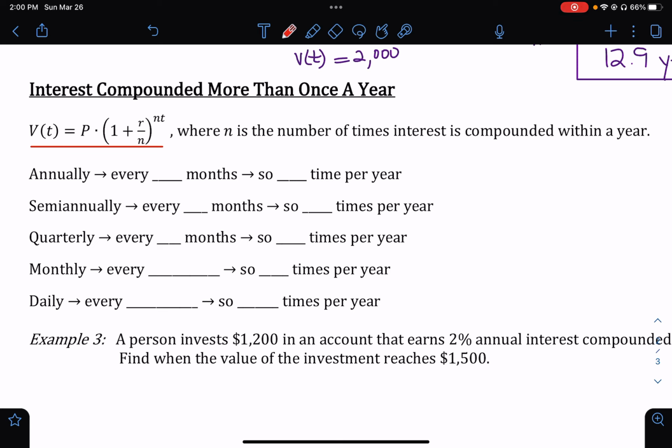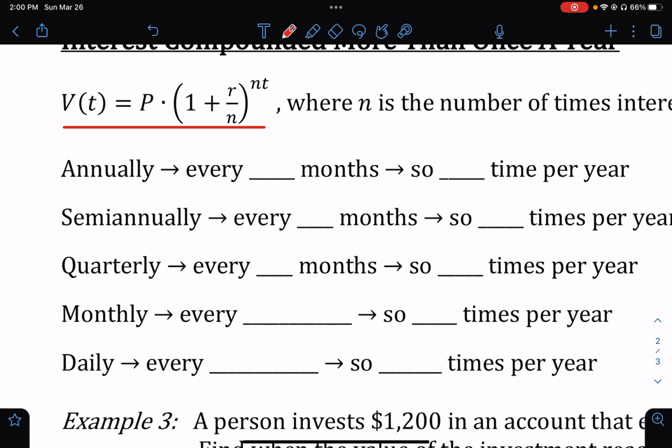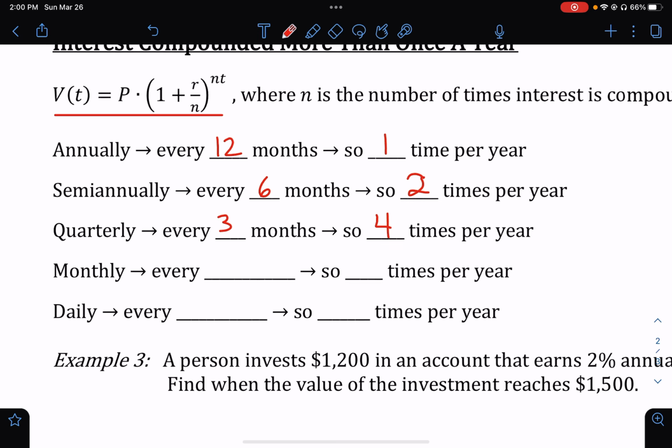Okay, so we have to be careful with a couple of different types of words here, because those words are going to tell us how often the interest is being compounded. So if it says annually, well, annually is, again, every 12 months, every year, so it's only one time per year. Semi-annually would be every 6 months, which would be 2 times per year. Quarterly is every 3 months, also known as 4 times per year, a quarter of the year, so 4 times per year.